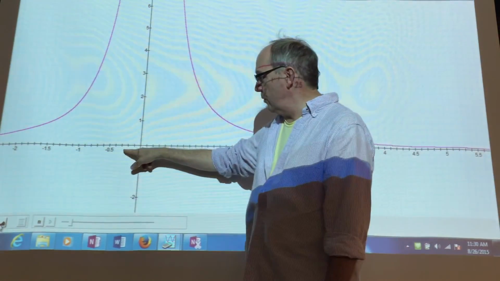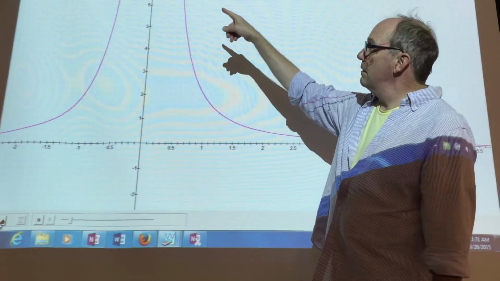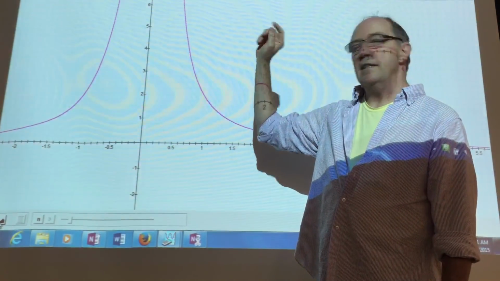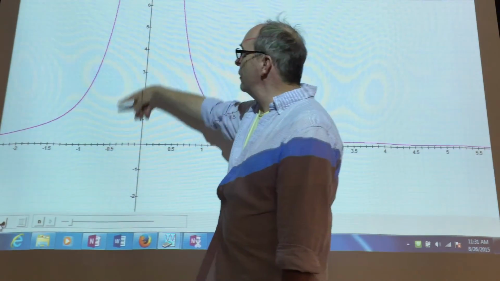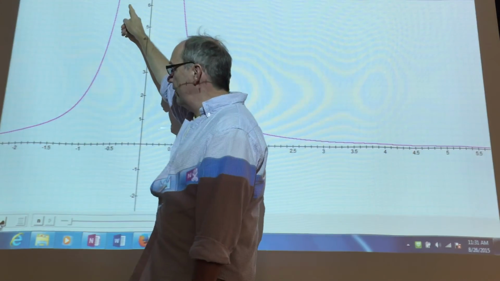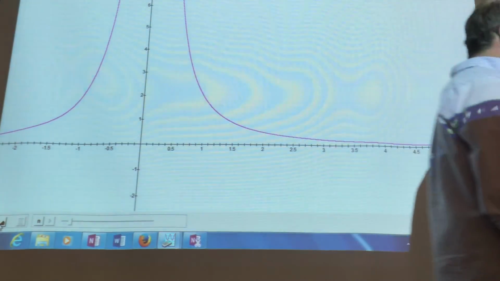Now what happens, of course, when x gets negative? Back to our function. If x is negative, is y going to be negative? It's going to be positive. It's not going to be negative. And sure enough, for even negative x, negative small x, y is large and positive. Negative big x, y is small and positive.